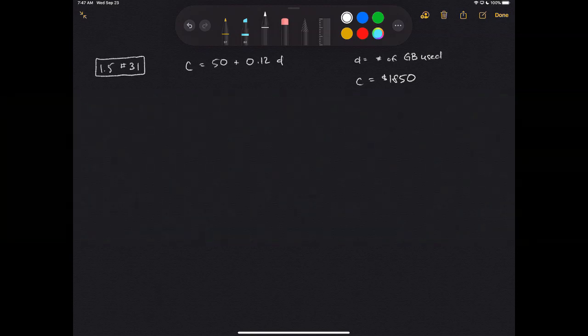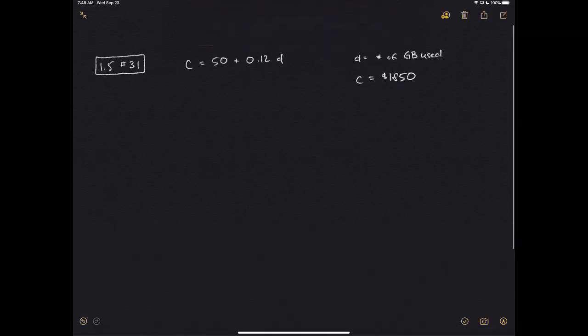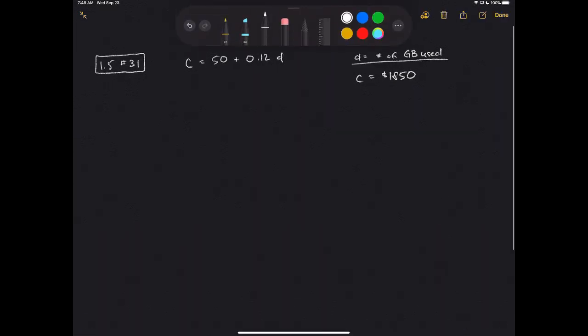Okay, so just a quick note on 1.5, number 31. Here we're given the equation C equals 50 plus 0.12 times D, where D is the number of gigabytes used and the cost quote given is $1,850. So the question is, how do we set this up to solve for D, the number of gigabytes used, when the cost given is $1,850?